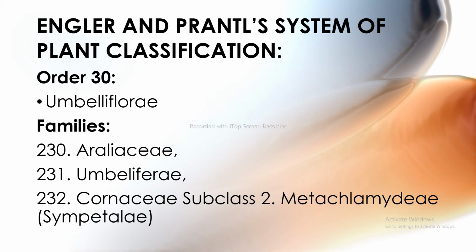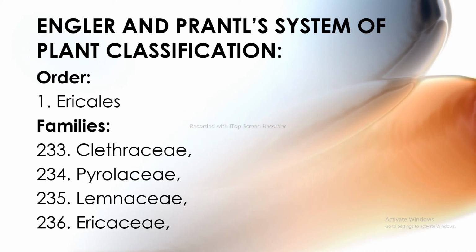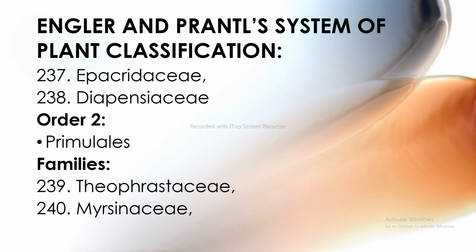Order 30 is the Umbelliflorae. Includes the family Araliaceae, Umbelliferae, Cornaceae. Subclass 2 is Metachlamydeae, which is also called Sympetalae. Includes the order Ericales. Include the family Clethraceae, Pyrolaceae, Lennoaceae, Ericaceae, Epacridaceae, Diapensiaceae.